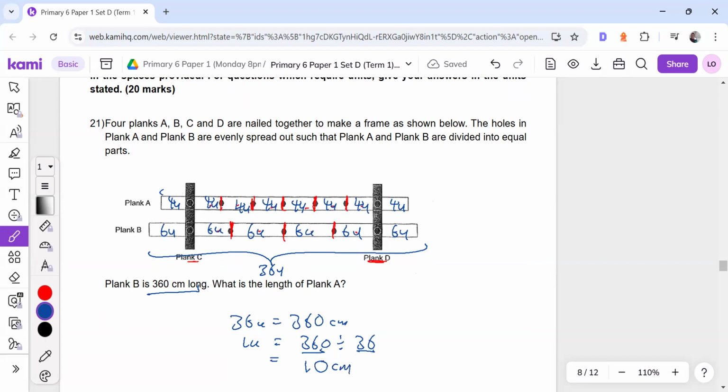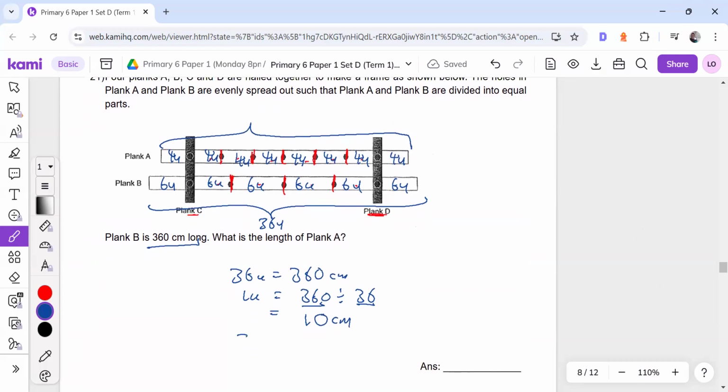So what is the length of plank A? Count the units in plank A. 1, 2, 3, 4, 5, 6, 7, 8. 8 times 4, 32 units. So 32 times 10, and you will get 320 cm, which is your answer. Anyone get the answer correct? Only one person. But the rest of you, do you understand how to do now? Okay, you get it correct, well done.